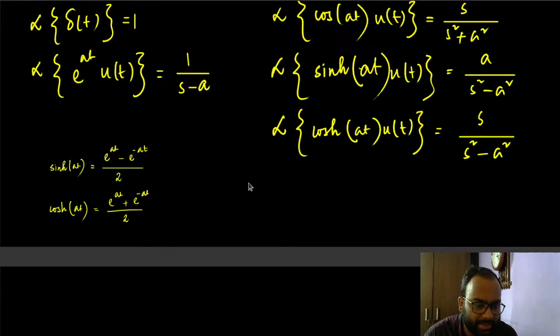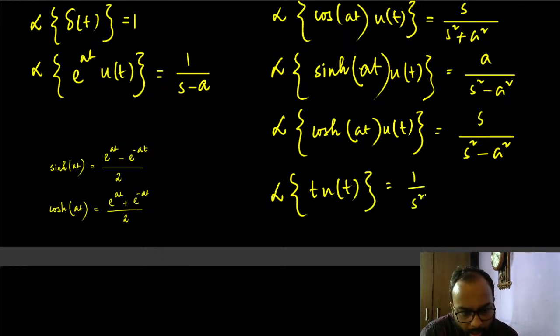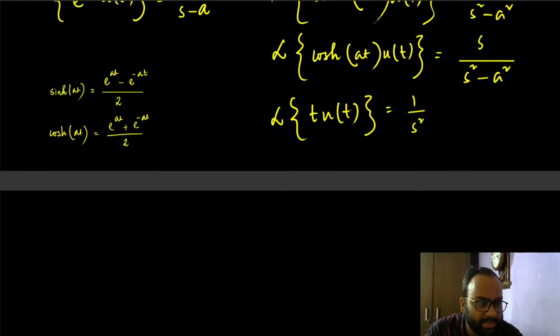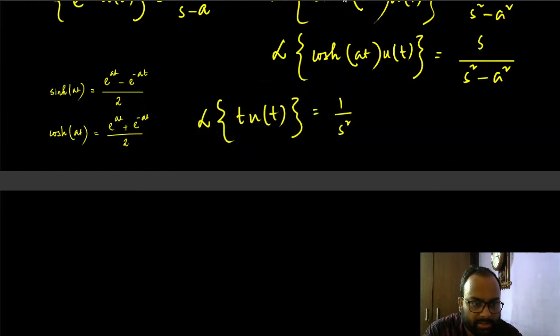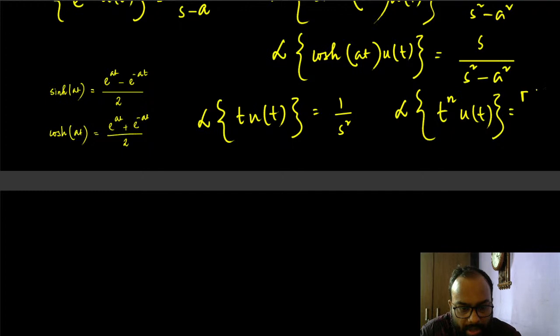All right. And once again, we derived earlier that the Laplace transform of t u(t), which was the ramp signal, is 1 by s squared. And we can generalize this to t to the power n. Let me write the generalization as well. The Laplace transform of t^n u(t) is going to be 1 by s to the power n, not s to the power n, s to the power n plus 1. And here I have a gamma function, gamma n.